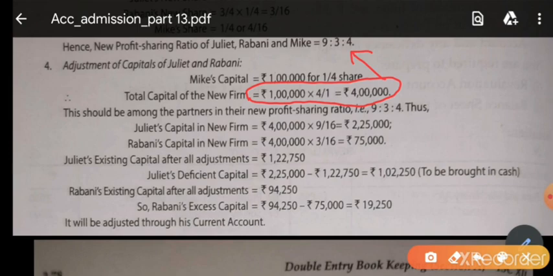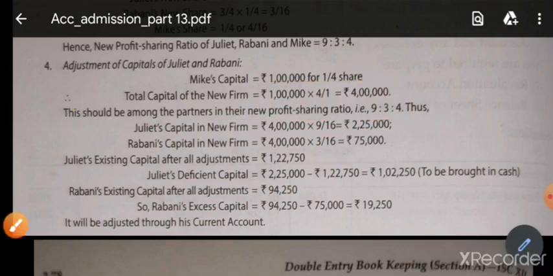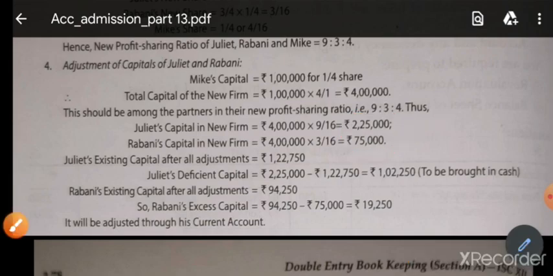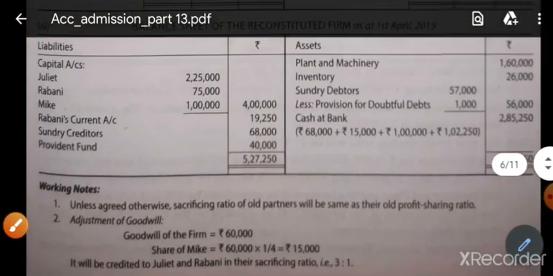So this is the division. It should be divided among the partners in the new ratio, that is 9:3:4. So Juliet's capital will be 9/16, Rabani's capital 3/16, and Mike's capital you already know is 1 lakh. So this is the new capital of the old partners, 225 and 75. This will be written on the debit side of the capital account after leaving one line.